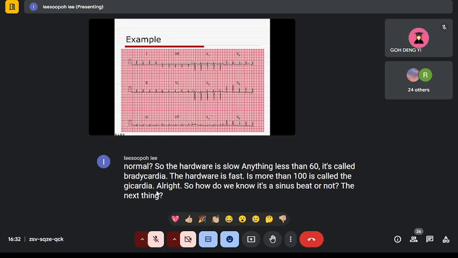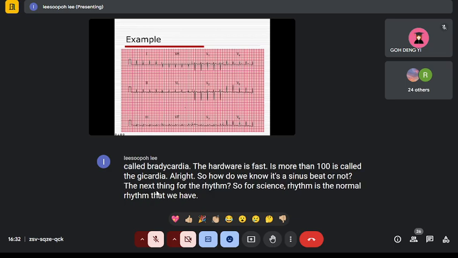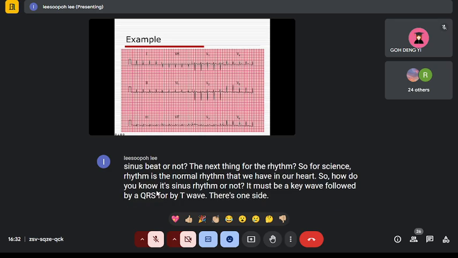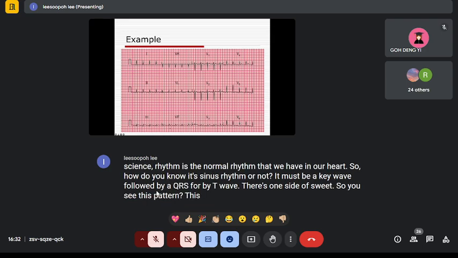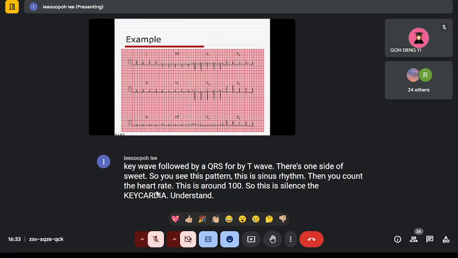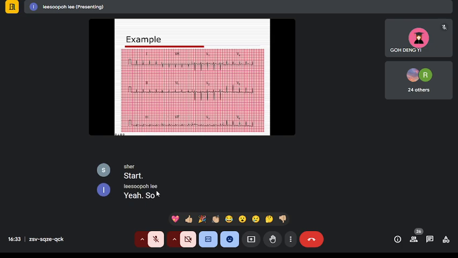All right. So how do we know it's a sinus beat or not? The next thing is the rhythm. Sinus rhythm is the normal rhythm that we have in our heart. So how do you know it's sinus rhythm or not? It must be a P wave followed by QRS followed by T wave. That is one sinus beat. So you see this pattern, this is sinus rhythm. Then you count the heart rate, this is around 100. So this is sinus tachycardia. Understand? Yes, doctor. Yeah, so this is the first simple interpretation for the rhythm only.